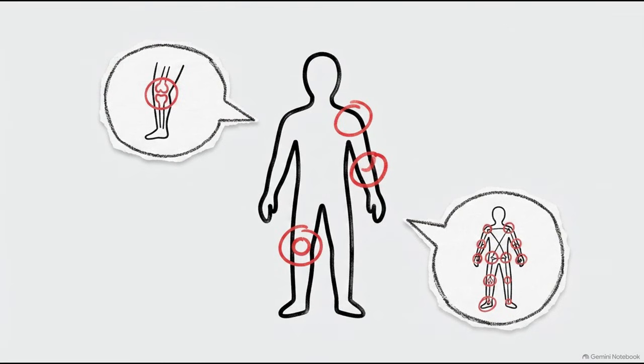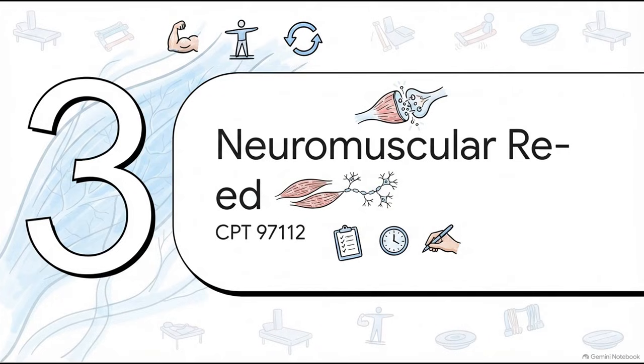And what's really great is how flexible this code is. It applies whether you're working on a single body region or multiple areas. So whether you're taking a patient through highly targeted knee strengthening with resistance bands or doing broad lower back stretches to improve flexibility, 97110 covers it all. The key defining feature is simply that your intervention targets those core physical pillars: strength, endurance, range of motion, and flexibility.